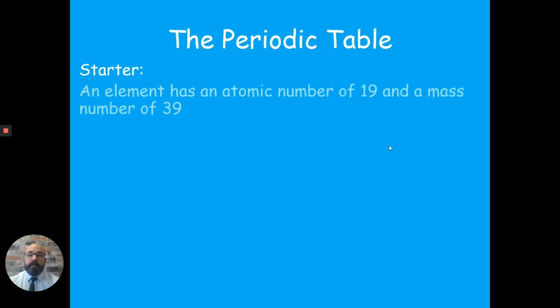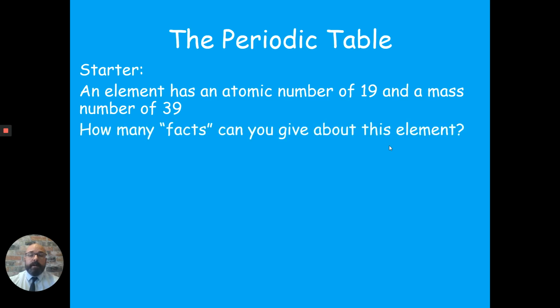Bit of a starter though, I want you to have a look at that information there. An element has an atomic number of 19 and a mass number of 39. And I want you to see how many facts you can give about that element, so how much information you can gather from that. So if you pause the video, give yourself a couple of minutes, have a go at that, and then press play when you're ready to go through that.